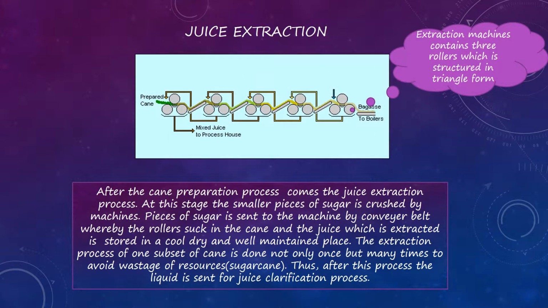After the cane preparation process comes the juice extraction process. At this stage, smaller pieces of sugarcane are crushed by the machines. Pieces of sugarcane are sent to the machine by conveyor belt, whereby the rollers suck in the cane and the juice which is extracted is stored in a cool, dry and well-maintained place. Thus, after this process, the liquid is sent for the juice clarification process. As shown in the diagram, the extraction machine contains three rollers which are structured in a triangle format.